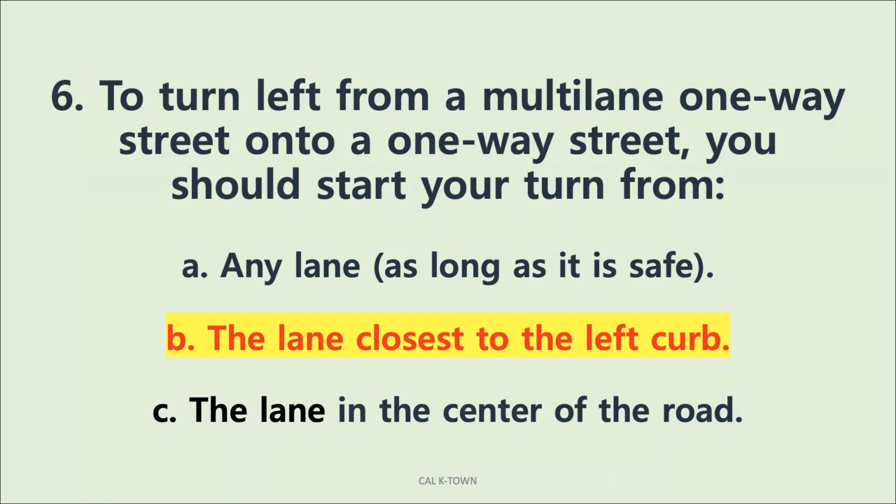The answer is B. The lane closest to the left curb. When turning left from a one-way street onto another one-way street, you should begin the turn from the far left lane.